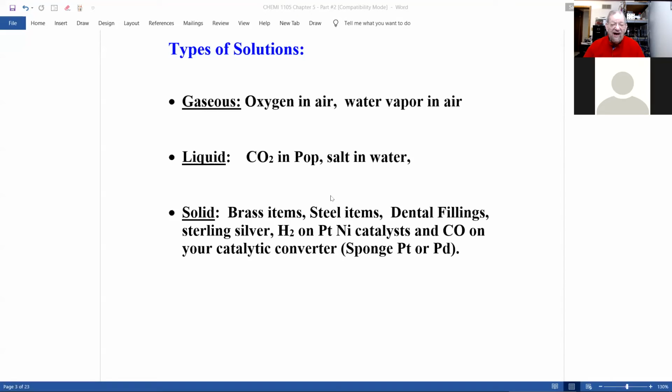Now, you can have water vapor in the air, like when it's very humid out, and that's also still a solution. Now it's a mixture of water, H2O, nitrogen, and oxygen. Now, other solutions, the one most people think of when you say the word solution is a liquid solution. Now, there are various things that are complex solutions.